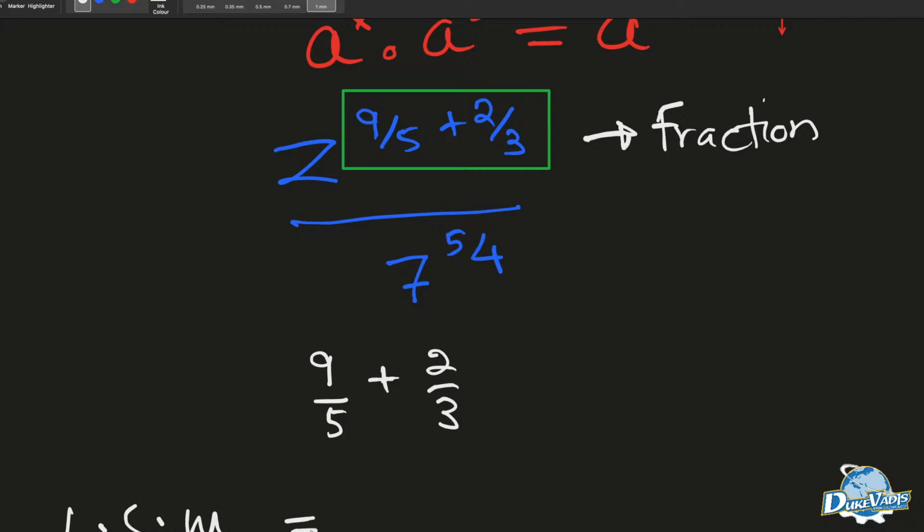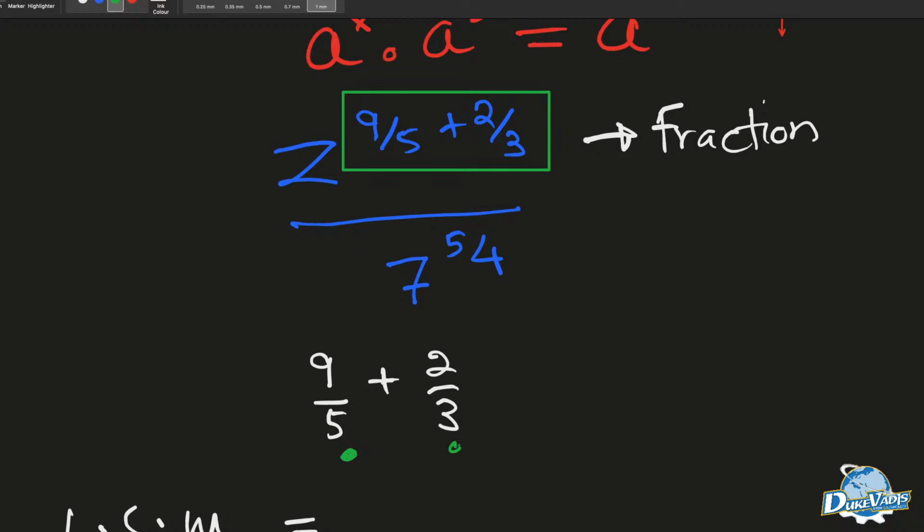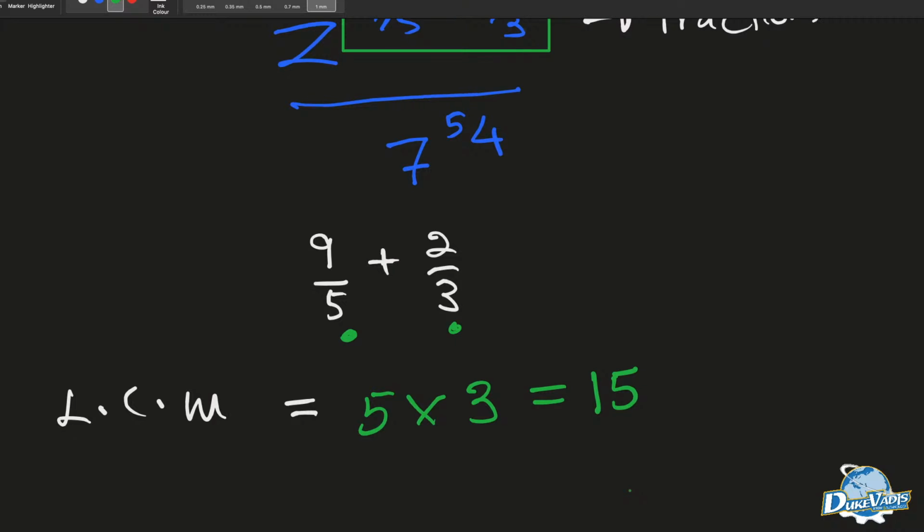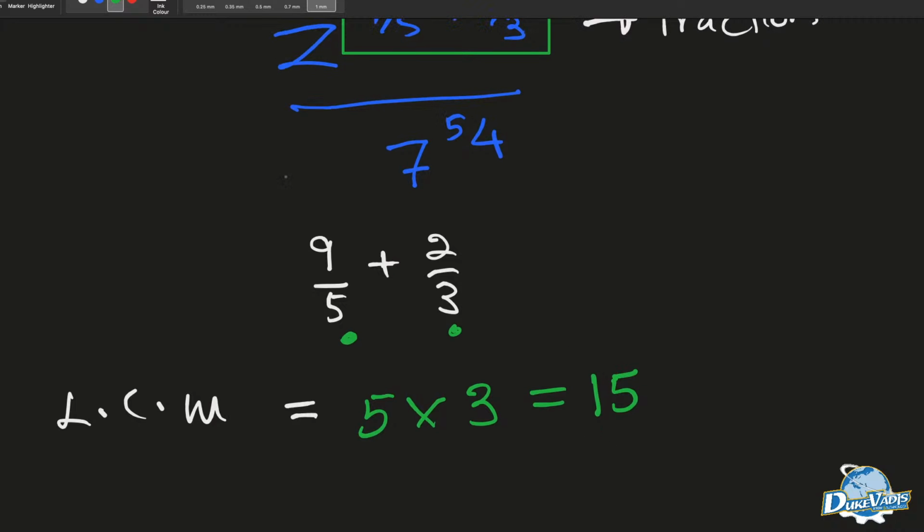And how do we find that? We have to multiply the 5 we see over here by this 3. So it's going to be 5 times 3, which is 15, as we learned earlier when we were studying how to do addition of fractions. So having that knowledge at the back of our mind, we know our denominator, the LCM, is now 15.